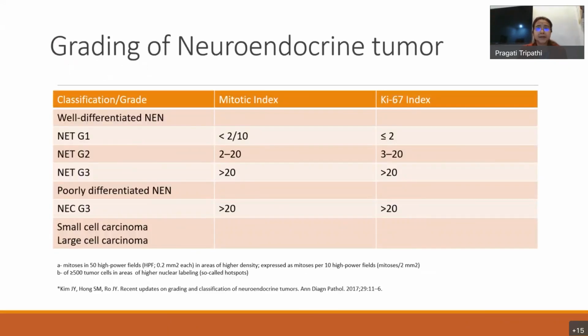Now comes the grading of neuroendocrine tumors. It is divided into well-differentiated neuroendocrine tumors and poorly differentiated on the basis of mitotic index and Ki-67 index. Grade 1 is also known as typical carcinoid. Grade 2 is atypical carcinoid. We see that in grade 3 and poorly differentiated NENs, in both cases, mitotic index and Ki-67 are more than 20. So the differentiating features are on histology. In histology, of small cell and large cell, we get the small cell types, and so is the classification.